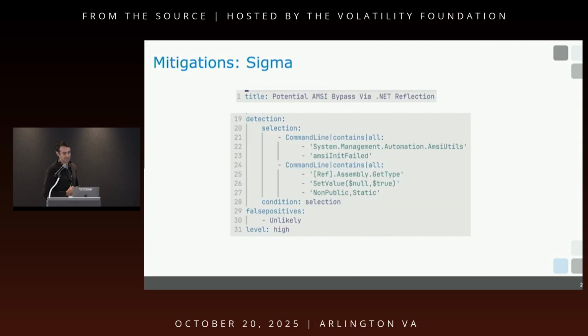Here's another rule for Sigma. This one is looking for these things directly in the command line, which, especially if they use something like encoded command, is going to get right past them as well.